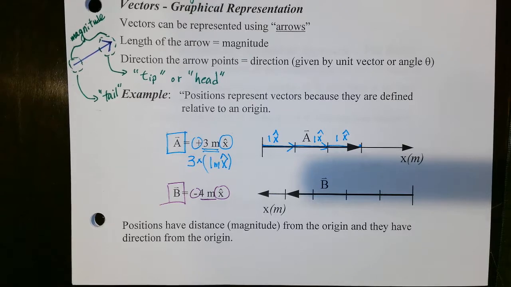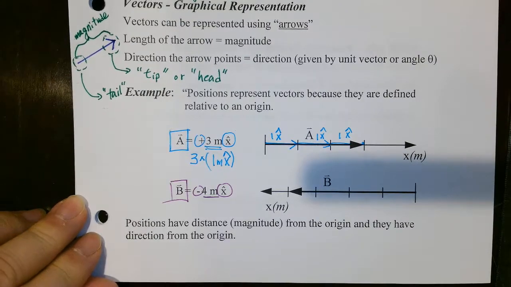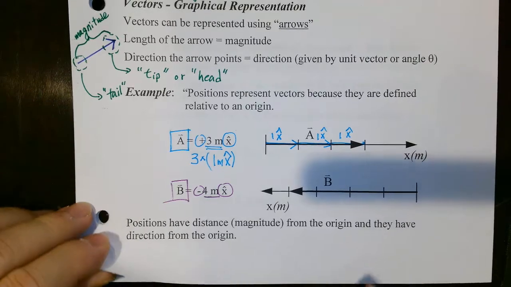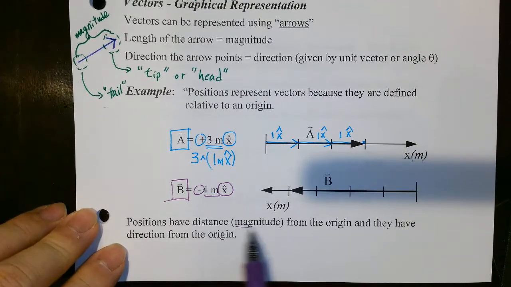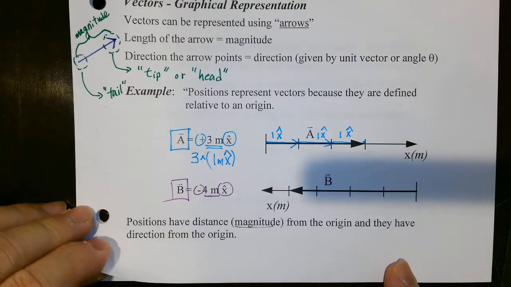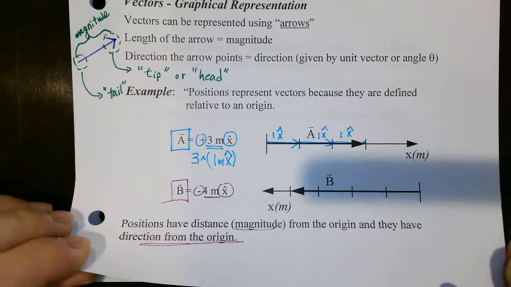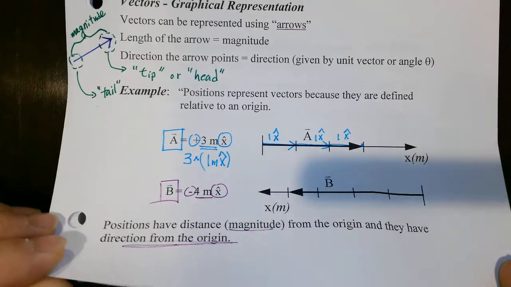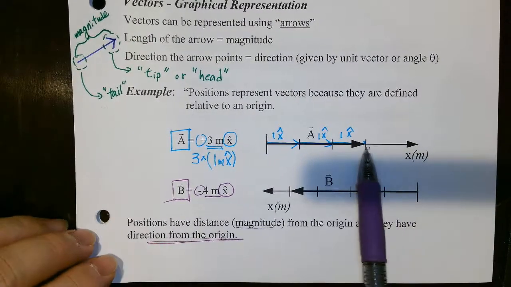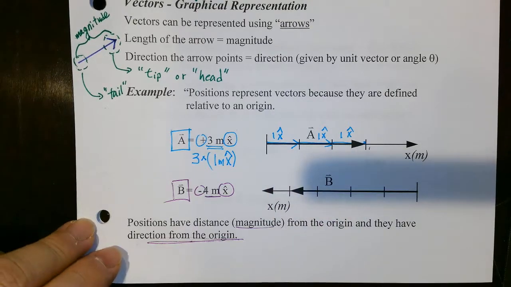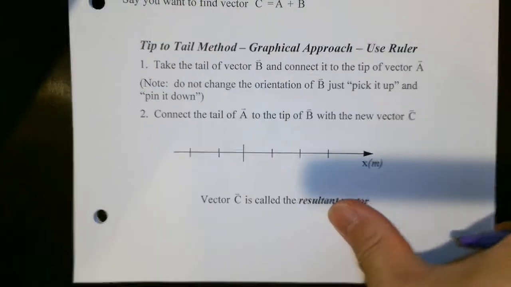All right. Any other questions? Good. All right. So positions have distance, which is the magnitude, from the origin, and they have direction from the origin. So this position vector tells you the exact location of a unique point from the origin. All right?